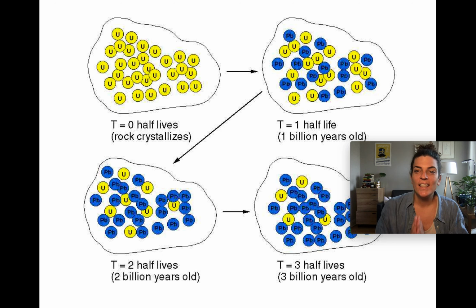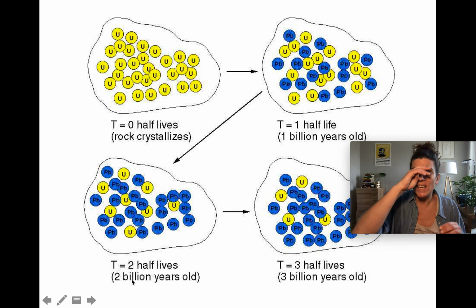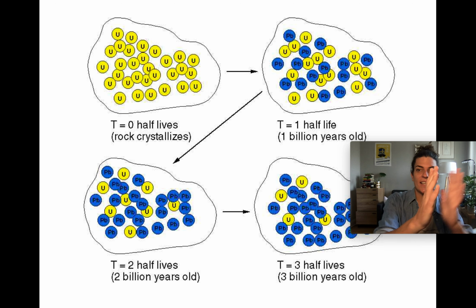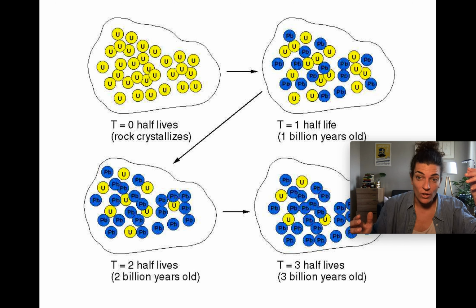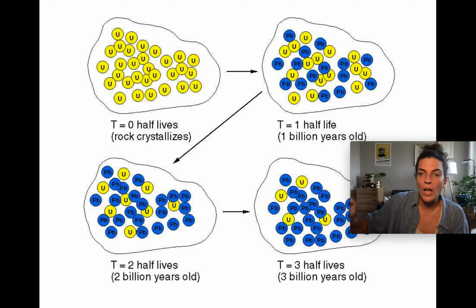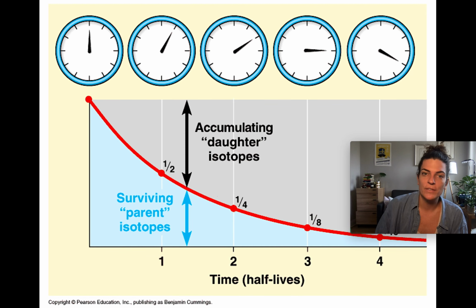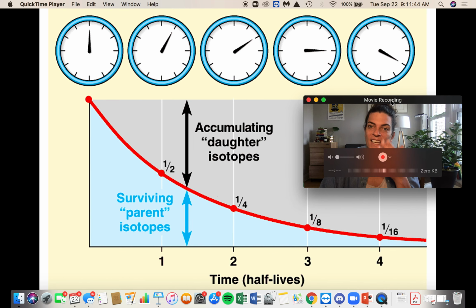It took that long for half of the material to decay to a stable state, which means that in 2 billion years, two half-lives will have gone by, which means that it'll be 50% less, and then another 50% of the 50%, which means that it'll be 75% less than the original amount. And then three half-lives, four half-lives, eventually we're going to get very close to none of that radioactive material left, right? And so this is what that looks like in a chart.